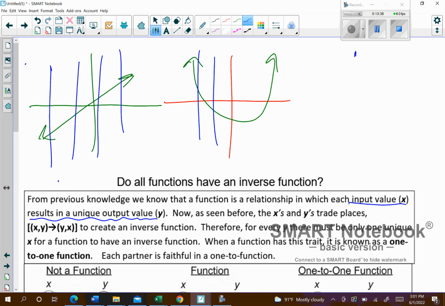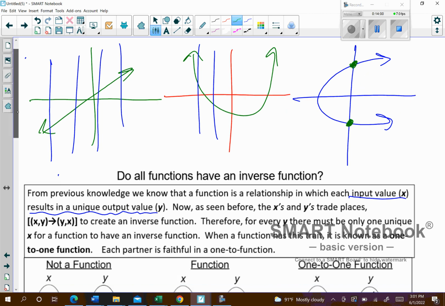Let me give an example of one that's not a function. If I had something like that, what happens is when x is 0, I don't get a unique return value. I get two different values, so that's not unique. I'm not getting a singular value in return. So that one would not be a function.